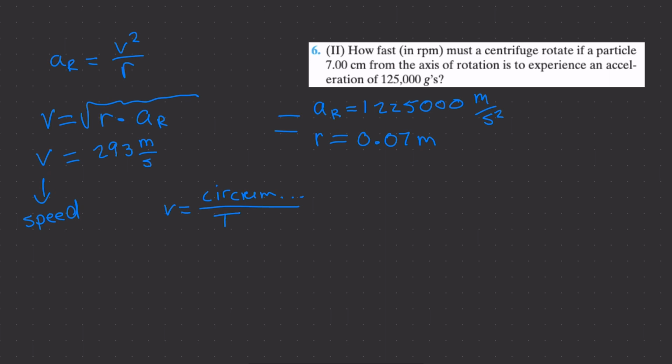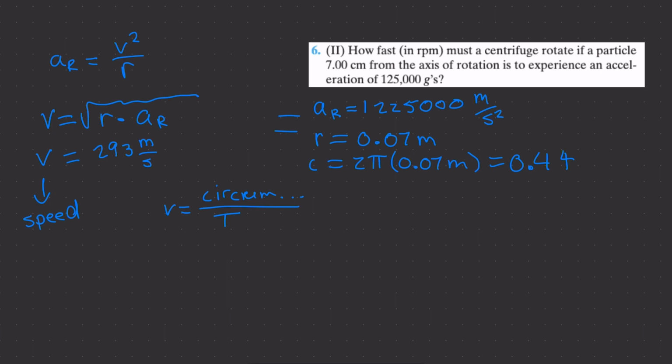So really quickly, let me calculate what my circumference is, which is just 2 pi r. That's 2 pi times 0.07 meters. Let me pop that into the calculator: 0.07 times 2 times pi. It'll give me a circumference of about 0.44.